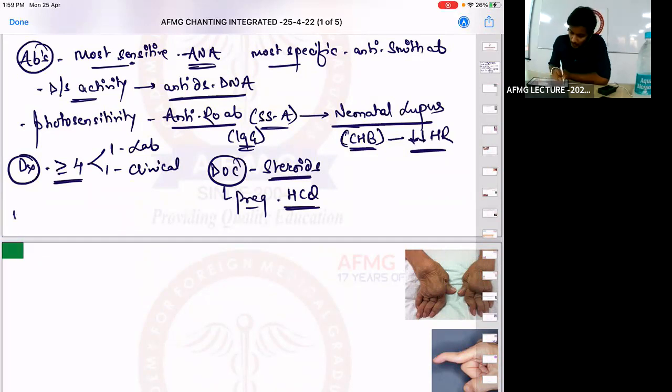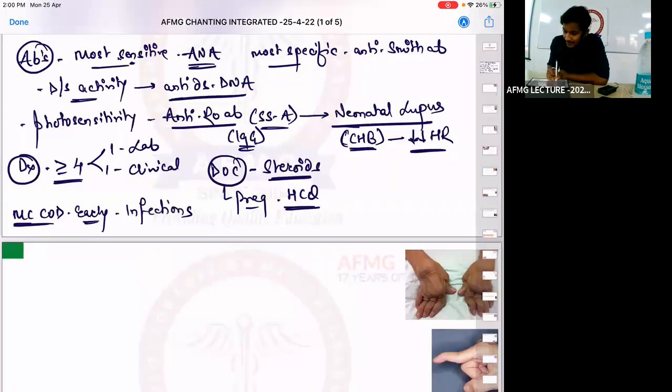Now please tell me which is the most common cause of death in cases of SLE. Most common cause of death in SLE in the early decades is infection. If a patient is on treatment, the most common cause of death would also be infection, because steroids lead to an immunocompromised state.